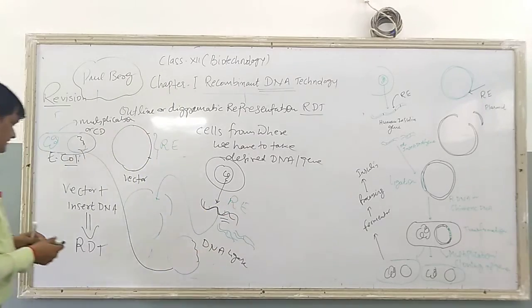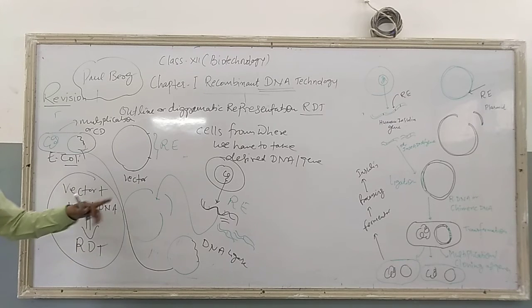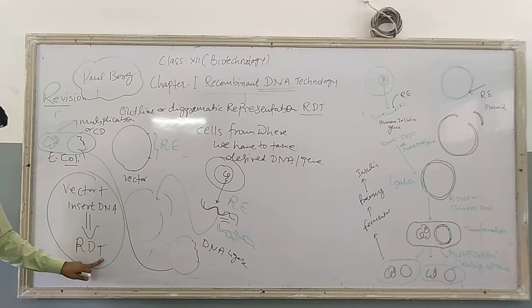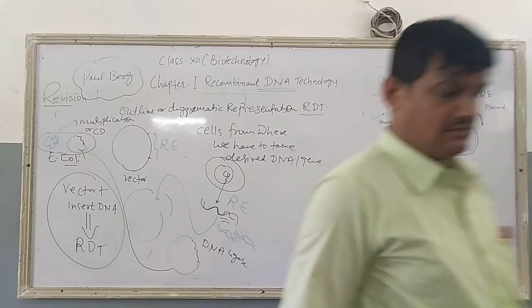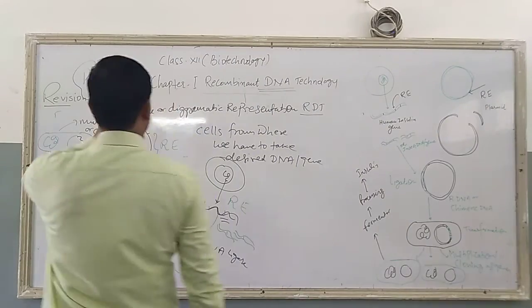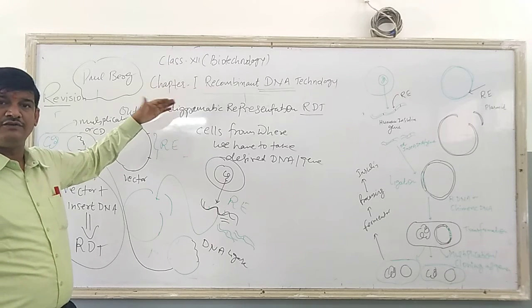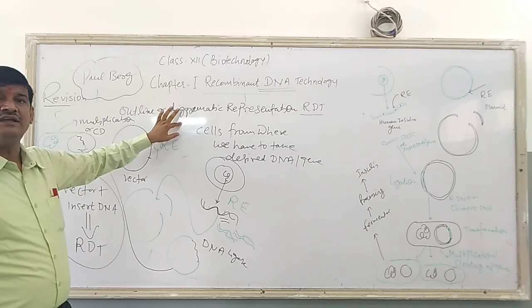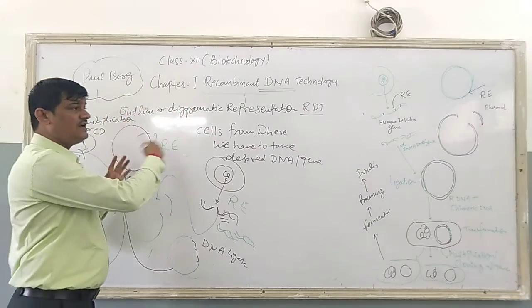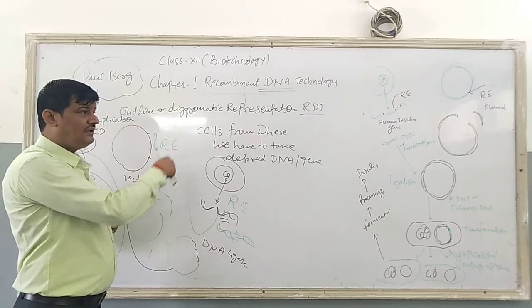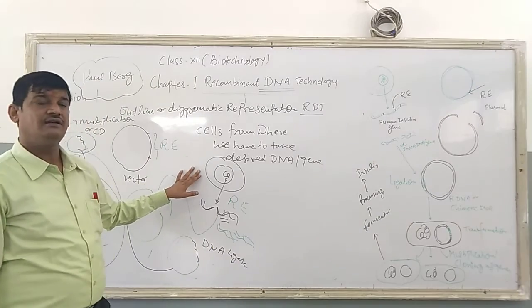So overall, you can see that the vector plus the insert DNA, that is the passenger DNA, is called recombinant DNA, in the form of recombinant DNA technology. So in this introduction: what is recombinant DNA technology? What is the difference between genetic engineering, RDT and gene cloning? What is the outline of recombinant DNA technology? What is the application of RDT in production of insulin? And what are the important terminology used in recombinant DNA technology?